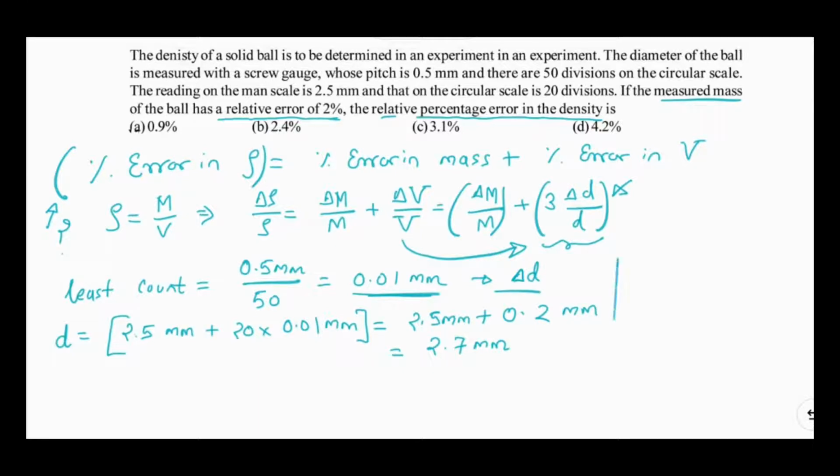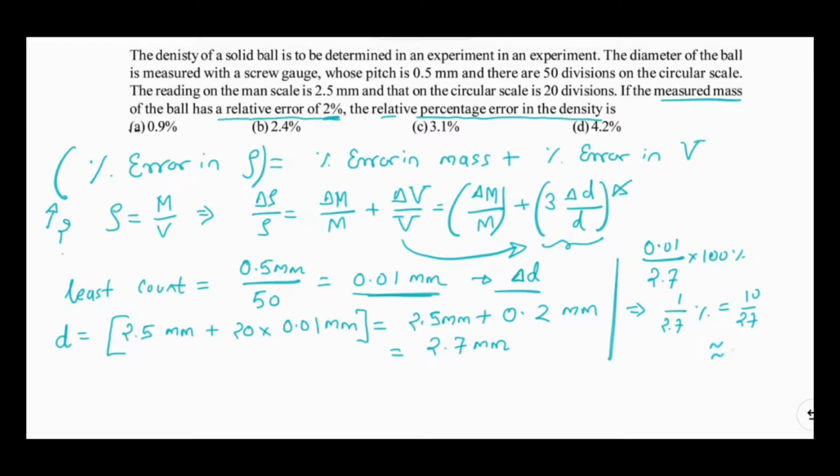Now the relative error in diameter is to be determined. That is the error in D, 0.01 mm, divided by 2.7 mm, the value of the diameter, times 100. This is the percentage error in the diameter. Make this 3 times and then add 2%, the error in mass, and you will get your final answer. For calculating that, first calculate 0.01 times 100, which is 1 by 2.7%, or 10 by 27.